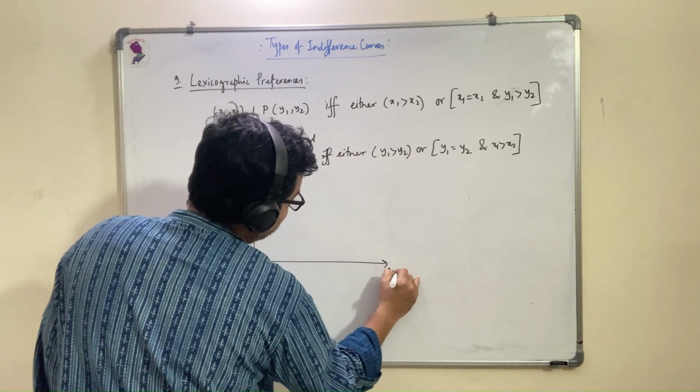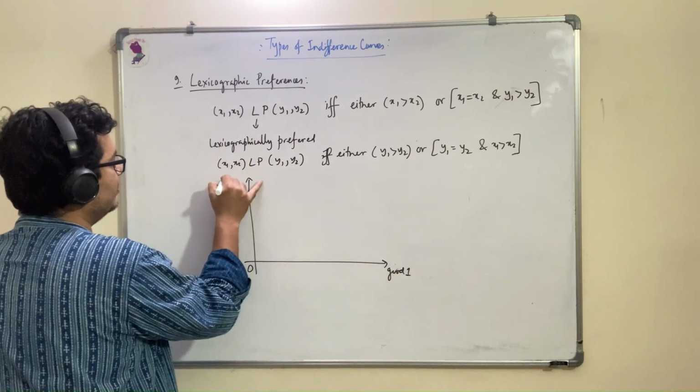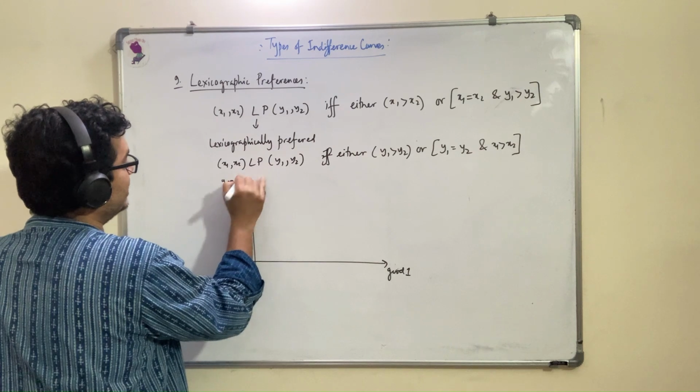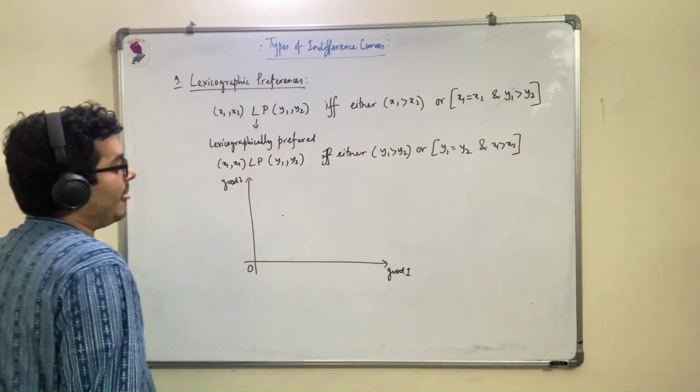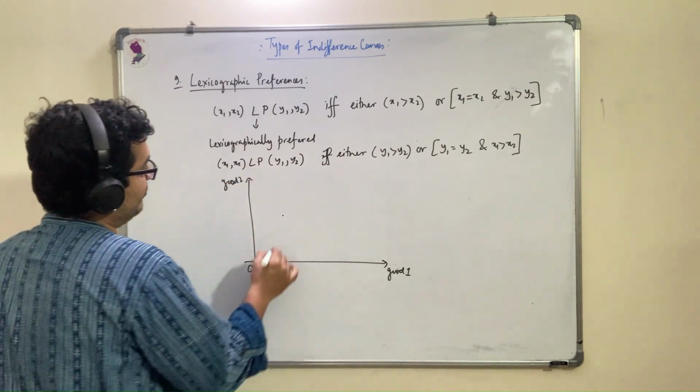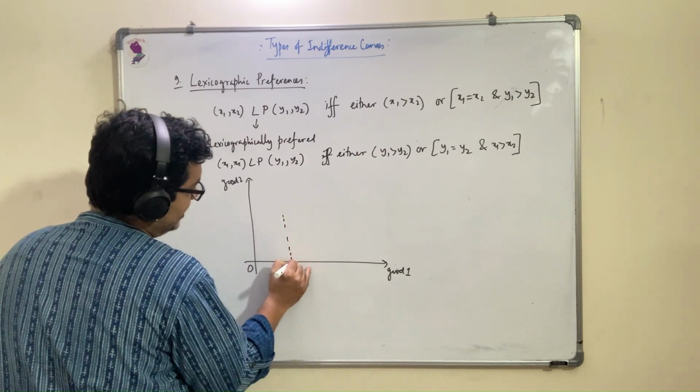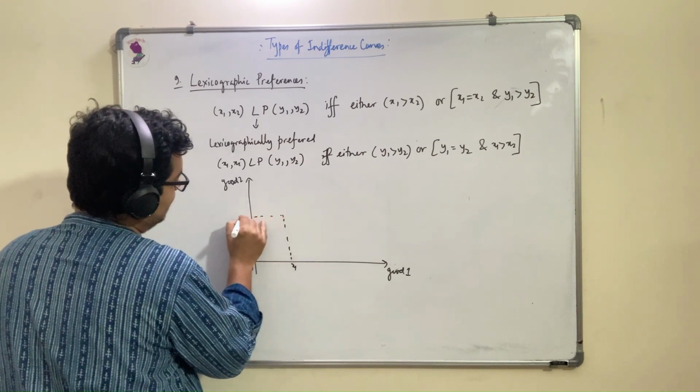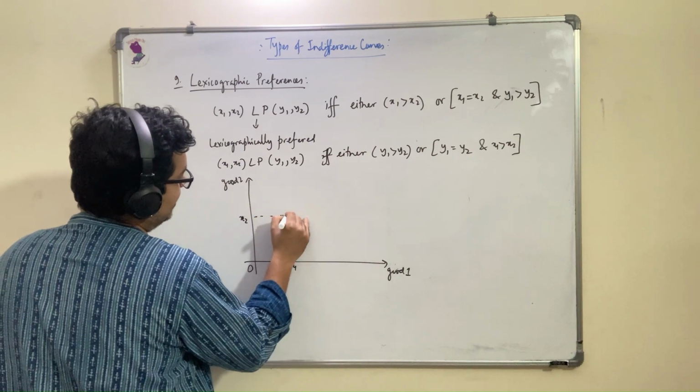So, okay, let us write good one, good two. Right? Let's take a bundle and say this is my x1 and this is my x2, and let's say this is A.